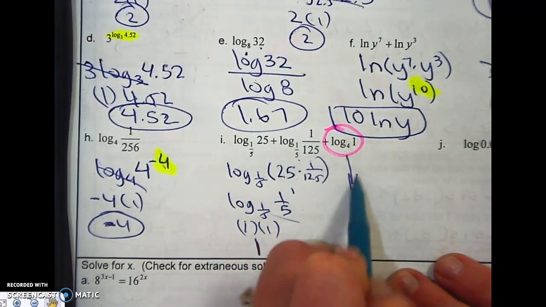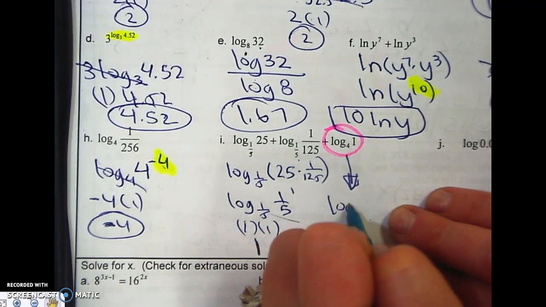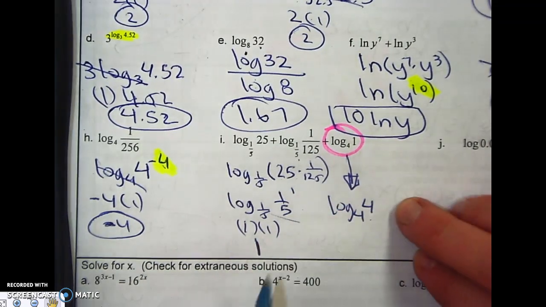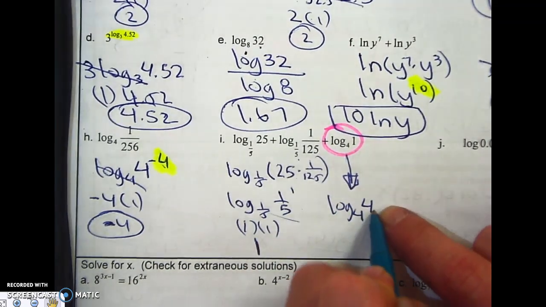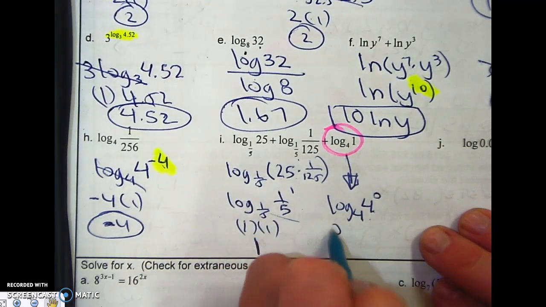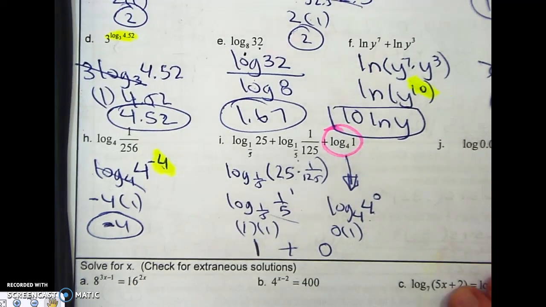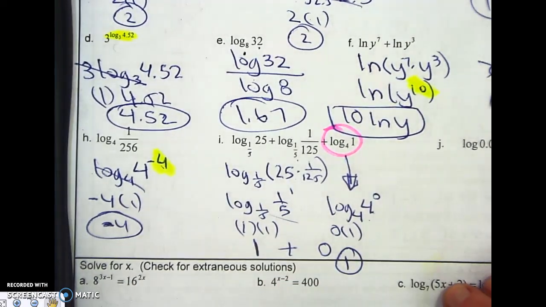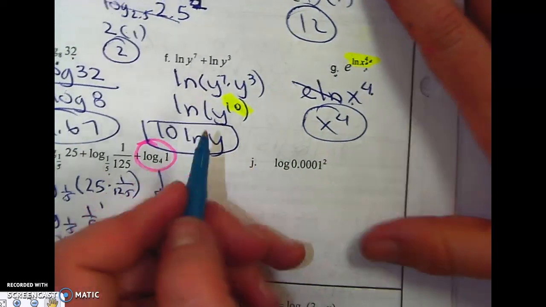But now I have to deal with this one down here. If the base is 4, this needs to be 4. What to the power gives me 1? 0. So that's really 0 times 1, which is 0. And 1 plus 0 gives me 1. All right, let's go to the next one.